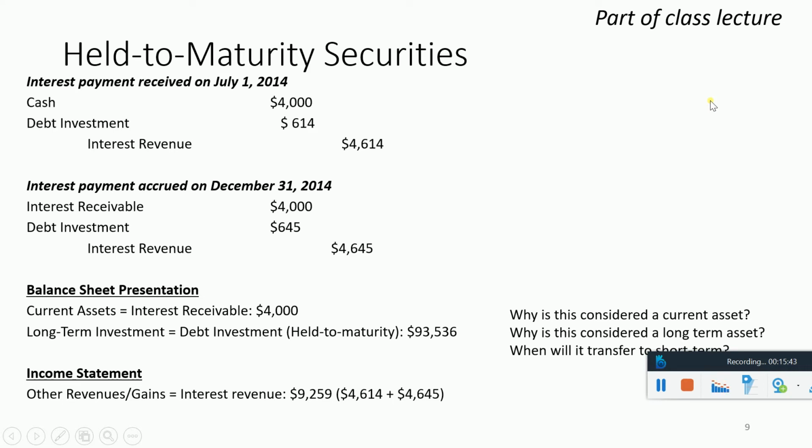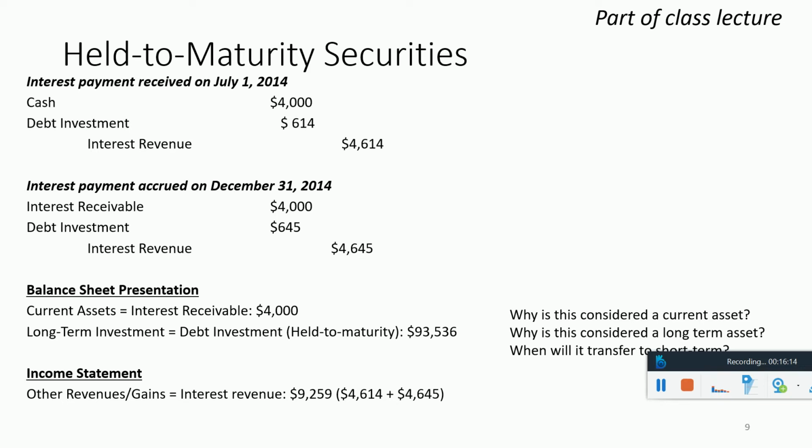These are just the journal entries that you're going to see, and then also what the balance sheet and income statement are going to look like at the end of the year. Now keep in mind that the interest receivable is going to be classified as a current asset, and that's because that payment is going to be made on January 1st, and as of December, a receivable has been reported, and it's going to be received within less than a year, which is why it gets current asset treatment.